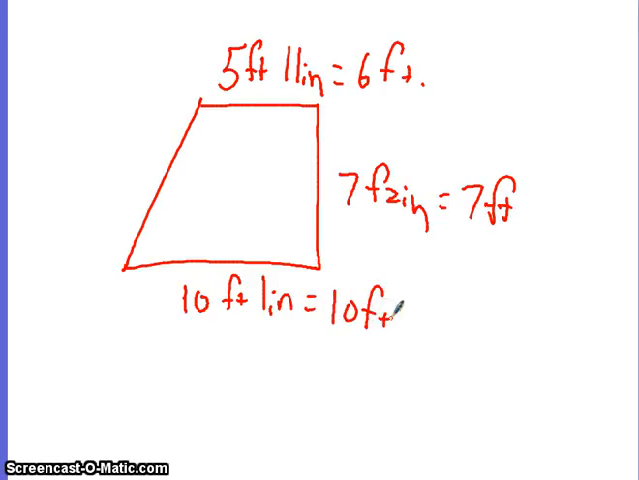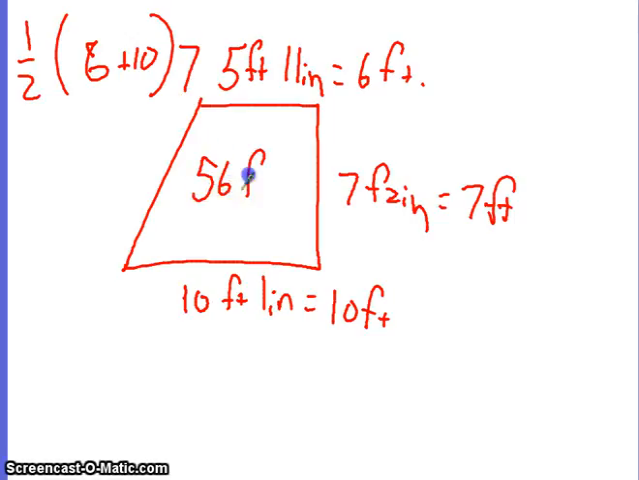All right, so we do 1/2 times base 1, which is 6, plus base 2, which is 10, times 7. So 6 plus 10 is? 16. Half of 16 is? And 8 times 7 is? So 56 square feet. Is this what we're going to do for that kind of stuff? Yeah. So we showed you two things: area of a trapezoid and then area of a complex shape.